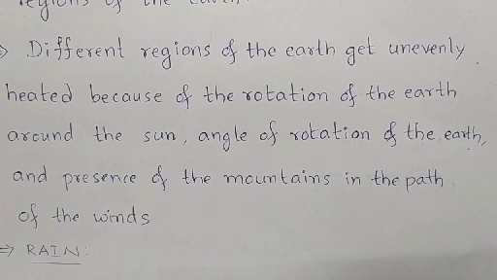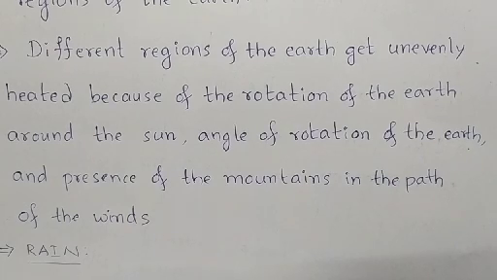Because we all know that the earth keeps revolving around itself as well as around the sun. The rotation of the earth around the sun and the angle of rotation of the earth, these are the two things. And apart from this, there are some mountains present on the earth which will be exposed a little more towards the sun compared to the other flat area.